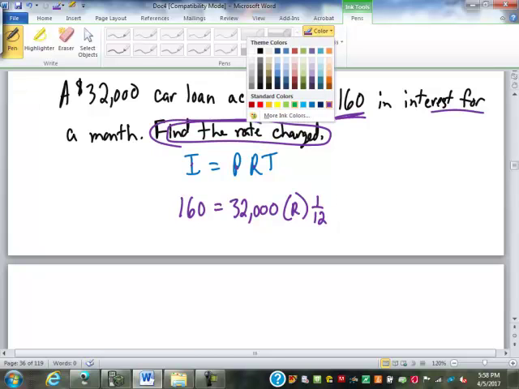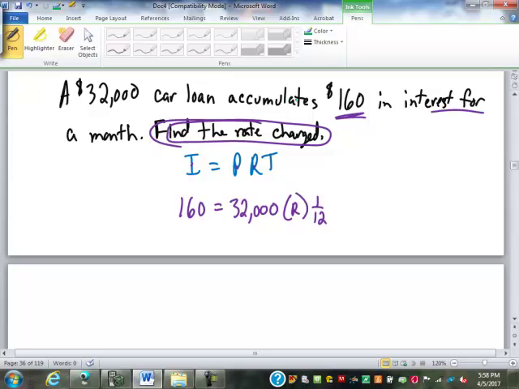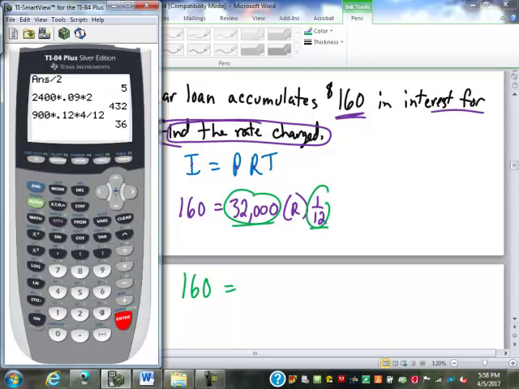Now here's where we're going to have to use our calculator to its abilities a little bit. Because before we solve this, we have to combine the 32,000 and the 1/12. And that's going to give us a repeating decimal. So to avoid some pretty serious round-off errors, we're going to have to keep it in our calculator. So the 160 here doesn't change yet. But we have to do 32,000 times 1 divided by 12, which gives us 2,666.666666.